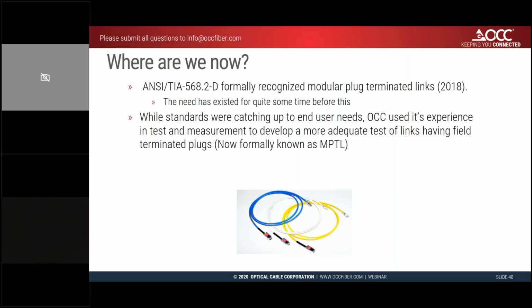And so we looked at it and said, well, yeah, okay, I think there's a way that we can get around it. So what we did was we used our experience in test and measurement, and we came up with the field plug test adapter. And now our customers had a way of testing MPTLs.